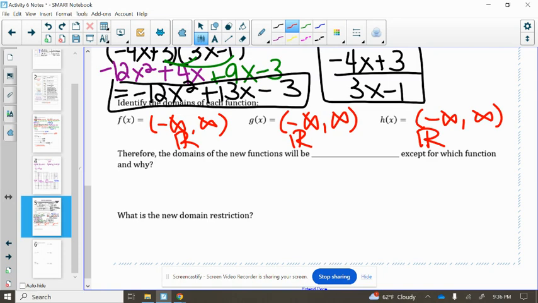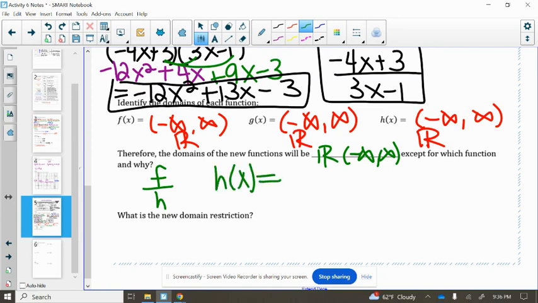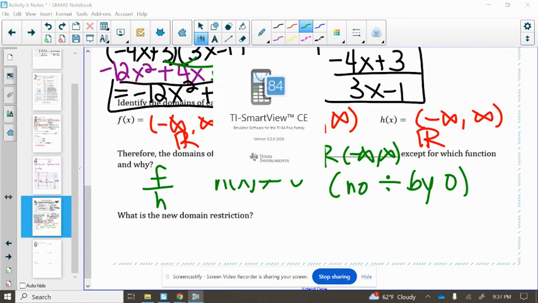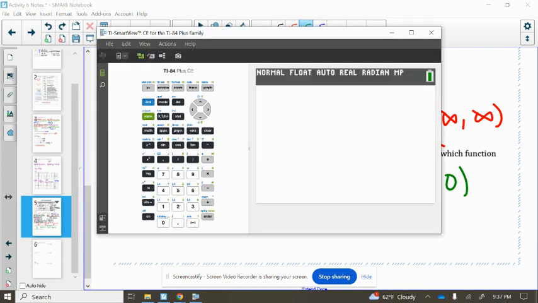Therefore, the domains of our new functions are also going to be all real numbers, or from negative infinity to positive infinity for those x values, except for that last one, f divided by h, because we know that the h of x function in the denominator cannot equal 0 because there's no division by 0, or otherwise we get an error message, right? If we take our calculators and we look at any function, even just 1 divided by 0, that's going to cause us to have an error message that we don't want. So we cannot have that.